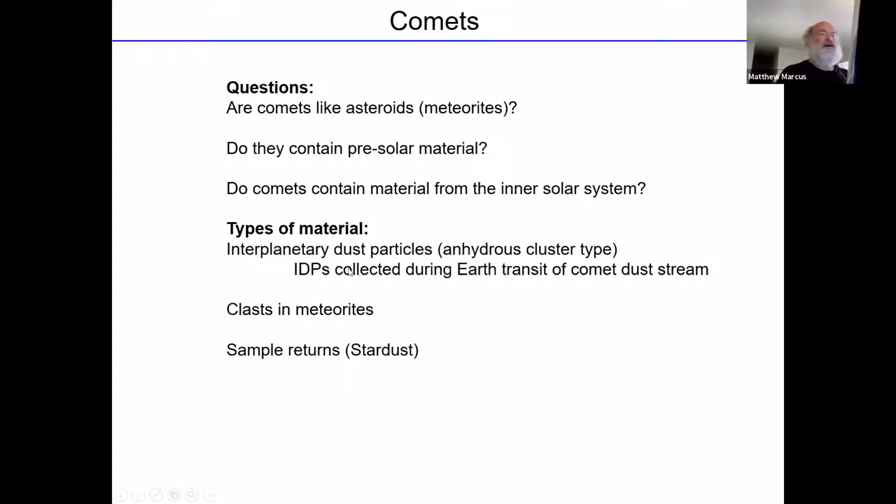Some of the types of material you can get from comets are IDPs. You collect the IDPs during transits of Earth through a comet dust stream. There are some clasts in meteorites that are believed to be from comets. Of course, with that, you have no idea what comet. And the best in terms of authenticity is actually going out to a comet and collecting some.